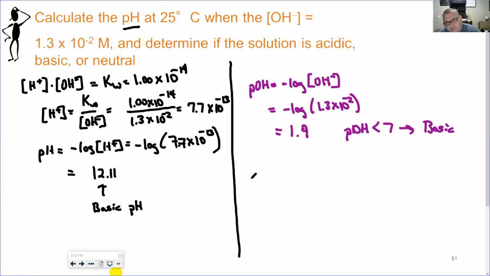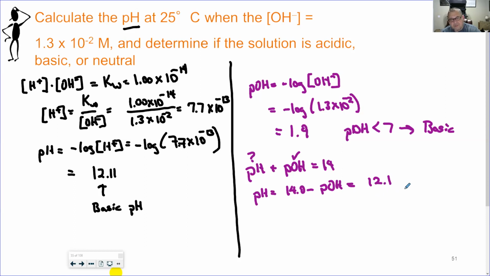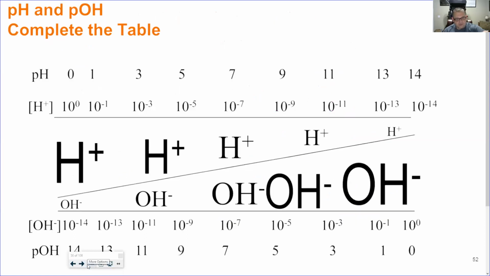The other way that we could quickly go to pH, we said that pH plus pOH was equal to 14 in all cases. So if I know what pOH is and I want to know what pH is, I simply do a subtraction. So pH is equal to 14 minus pOH. And when I subtract that out, I find that it's 12.1. So I get the same answer either way, and both things tell me that the solution is basic in nature.